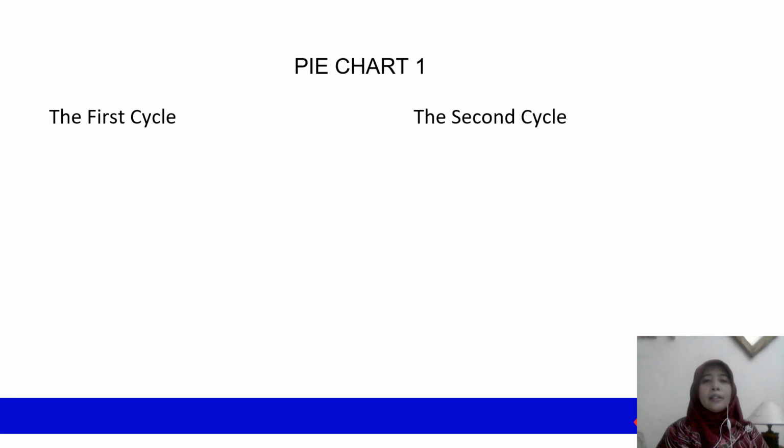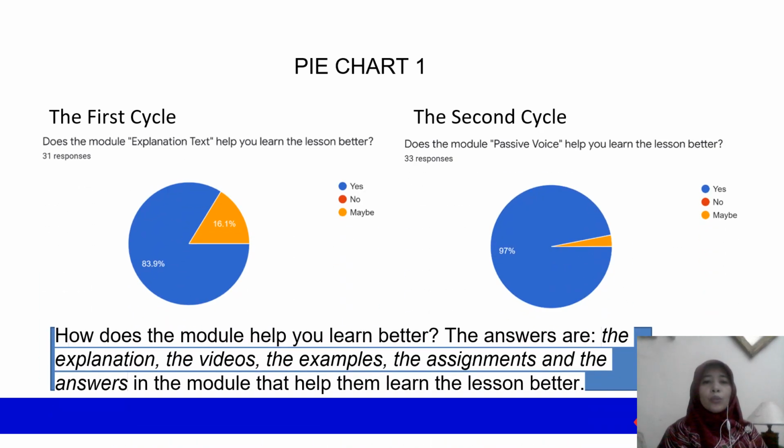Yeah, and then this is the result that we get from the students. In the first chart, we ask, does the module explanation text help you learn the lesson better? Gladly, 83.9% said yes, and only 16.1% said maybe. So nobody responded no. In the second cycle, the module passive voice also helped them to learn better, and 97% said yes, that it helped them, and only a few responded maybe.